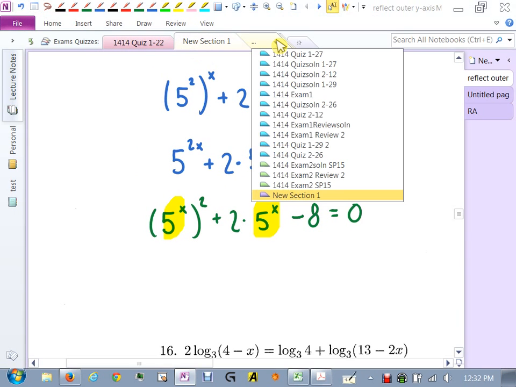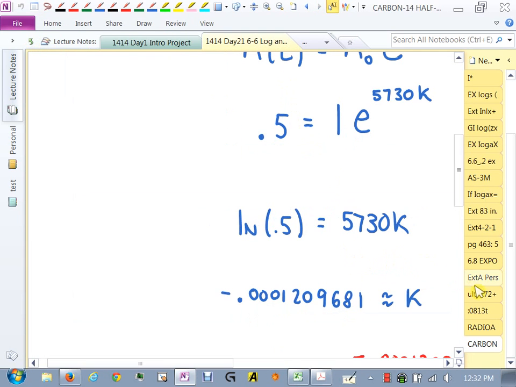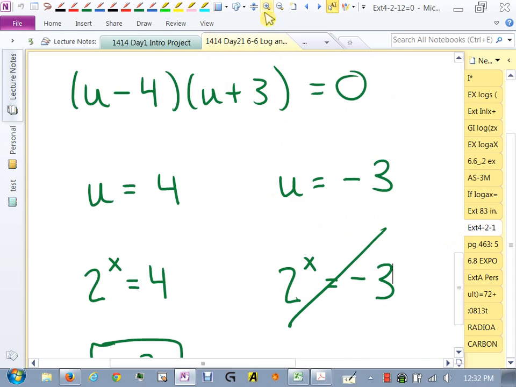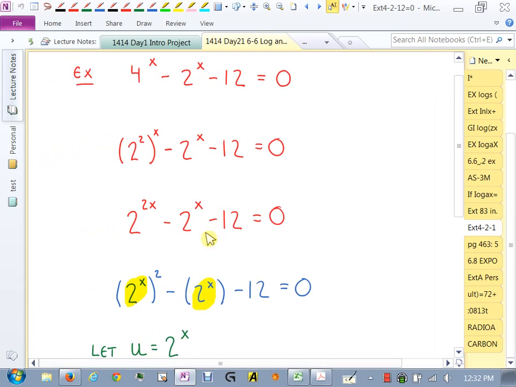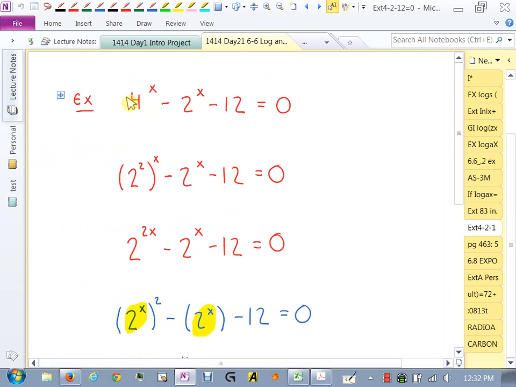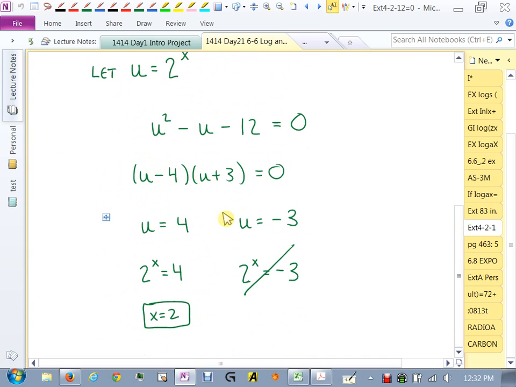Please reference the notes from last class. I don't remember. Were they not there? Look, this is a perfect example right here: 4 to the x minus 2 to the x. See, I did one just like this. Go watch the video, make the substitution, solve the quadratic, check the answer.